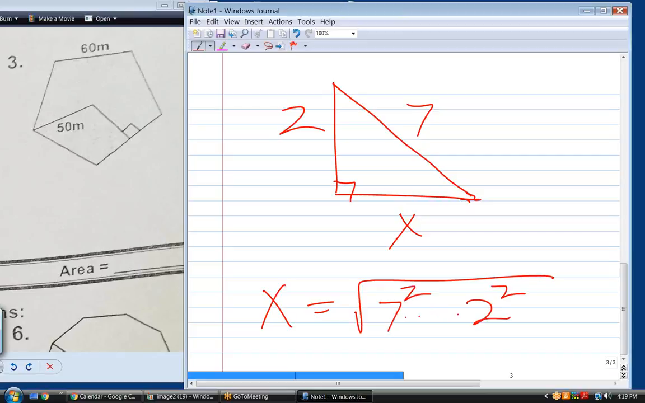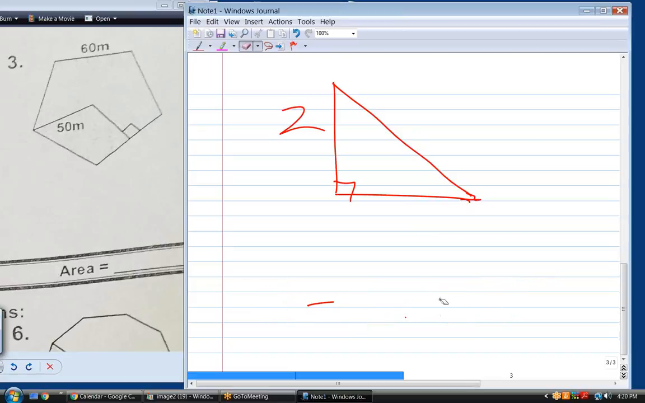Remember that everything inside the radical sign gets squared. Everything. Whether you're solving for the hypotenuse or a short side. Let me give you this side. Solve that. What is x now? x is 6. No, give me the setup. I don't want the answer. I want the setup. 4 squared plus 2 squared.